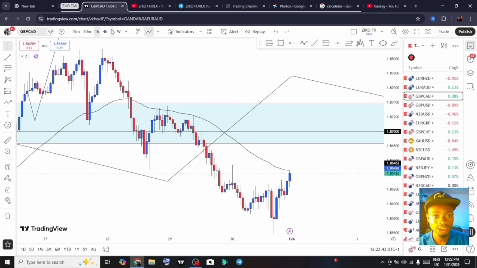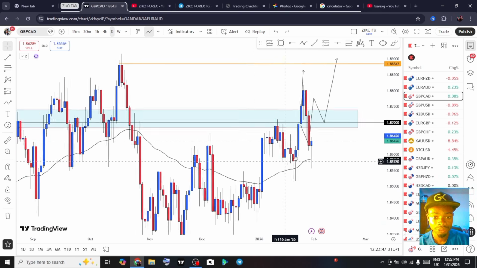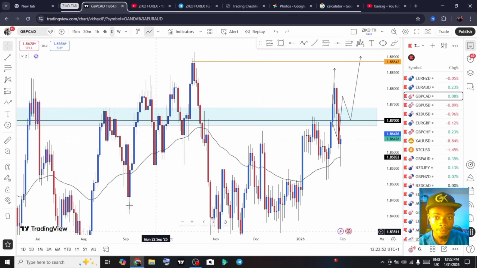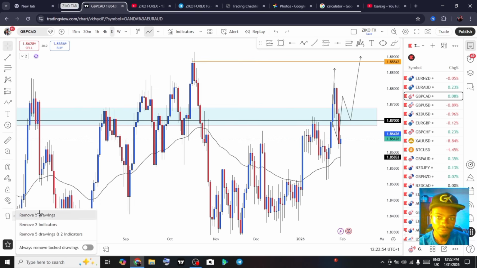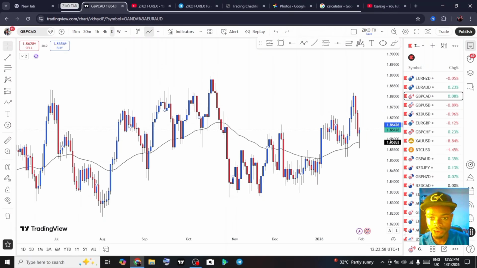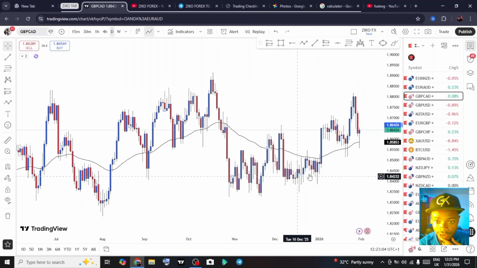The GPP card is the next pair. Let's see. All right, so GPP card. Let's delete everything first. All right, GPP card. I'm liking this already. The daily time frame, which is the time frame I'm looking at right now, is currently bullish, right? GPP card daily time frame currently bullish.